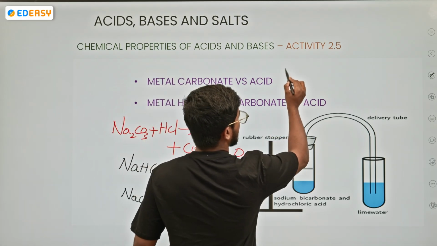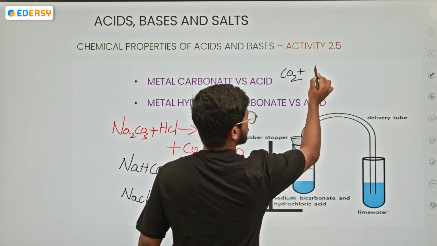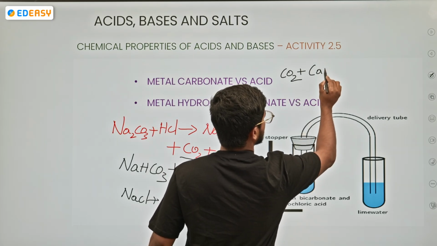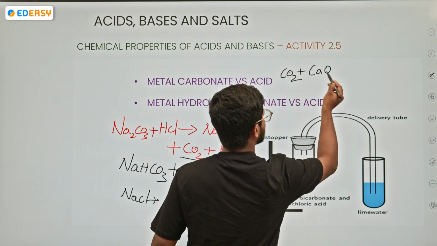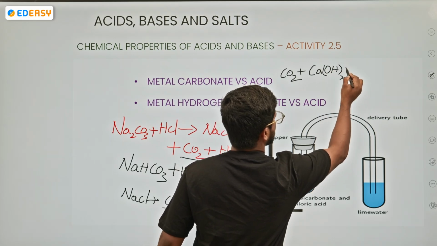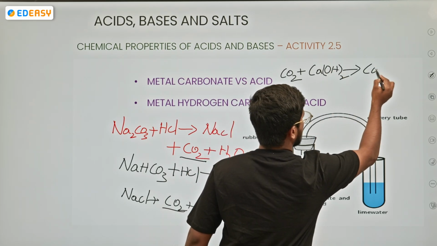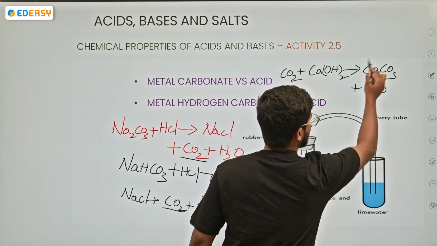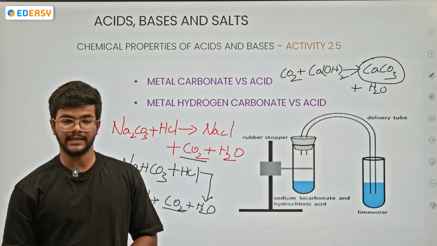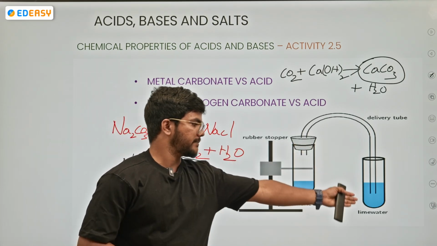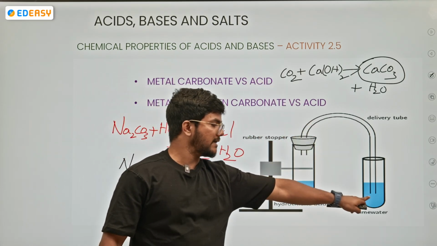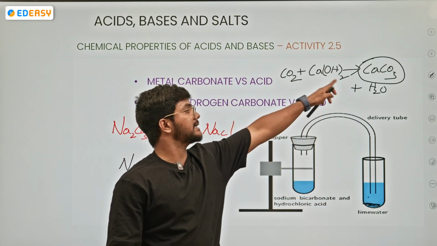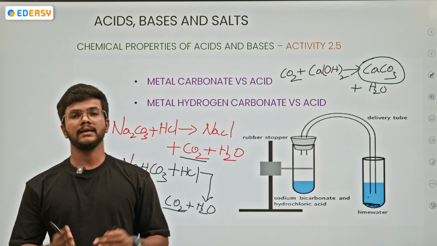When carbon dioxide reacts with lime water, which is calcium hydroxide, it gives CaCO3, calcium carbonate, plus H2O. This calcium carbonate will be the precipitate in the experiment. So when carbon dioxide reacts with the lime water, it gives a white precipitate. That white precipitate is nothing but the calcium carbonate, and the remaining thing will be water.